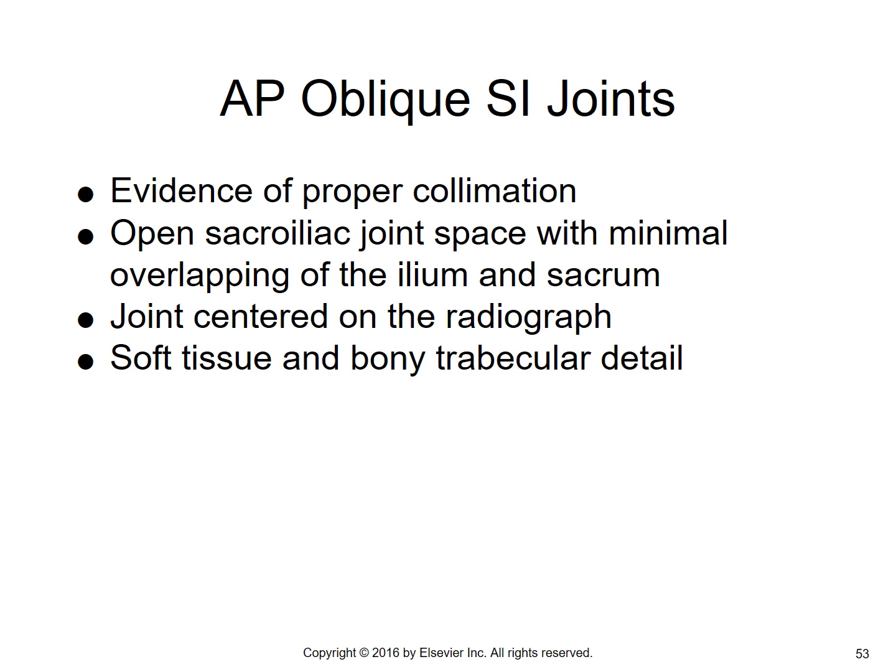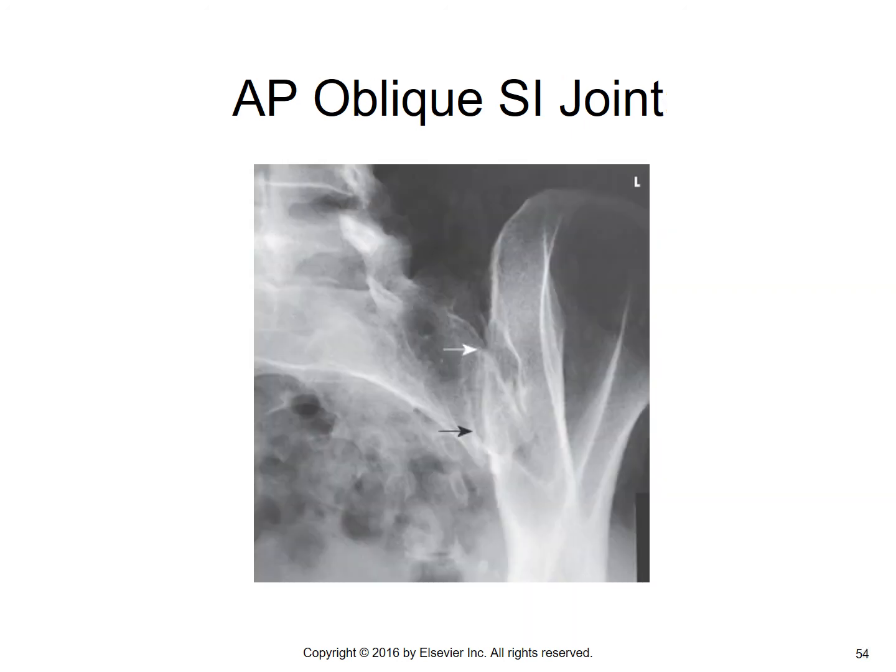For SI joints, evidence of proper collimation, open sacroiliac joint space with minimal overlapping of the ilium and sacrum, joint centered on the radiograph, and soft tissue and bony trabecular detail are seen. It's not going to be this beautiful black space that you see in most joint spaces, because if you look at the auricular surface of the sacrum and the auricular surface of the ilium, they're both roughened areas, so you're not going to get a nice joint space. But the arrow is pointing to the area of the SI joint.